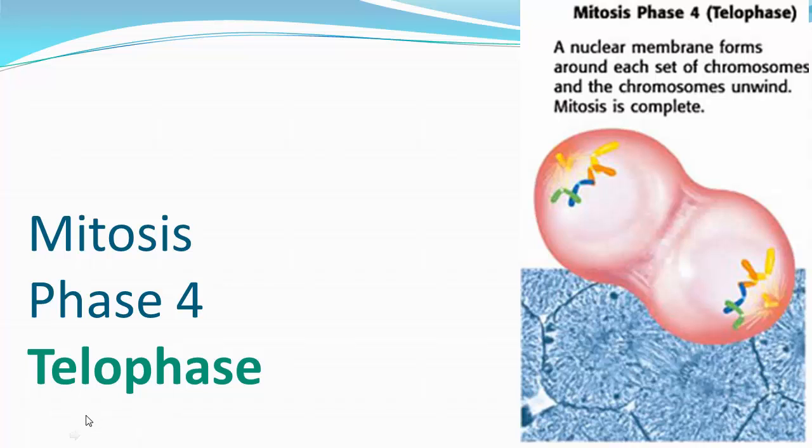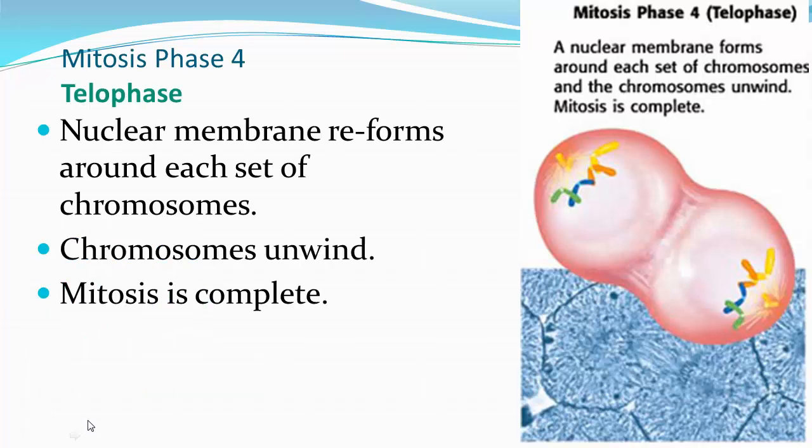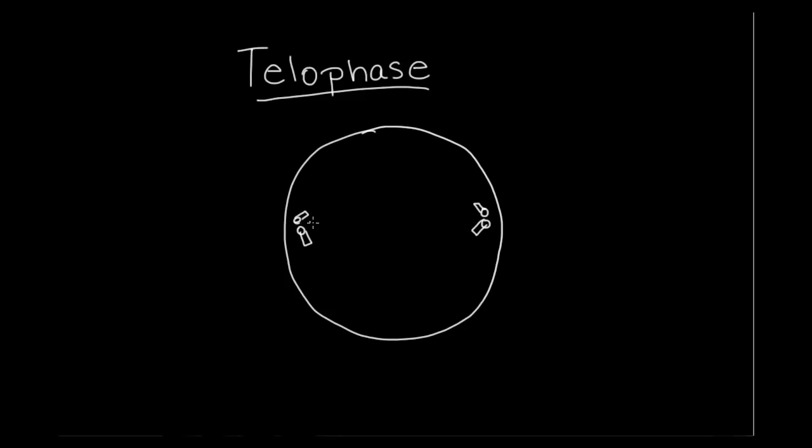The last phase of mitosis is telophase. During telophase, the chromosomes are at each end of the cell, and the nuclear membrane begins to reform around those chromosomes. The chromosomes unwind, and when they're all unwound and the nuclear membrane is reformed, mitosis is complete. So let's take a minute to draw our drawing for telophase.